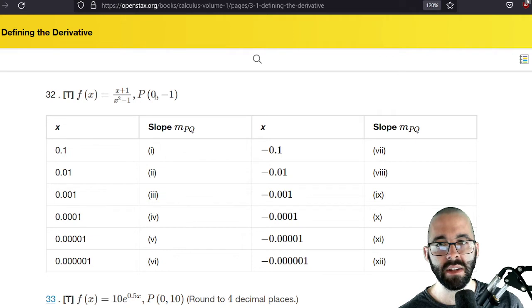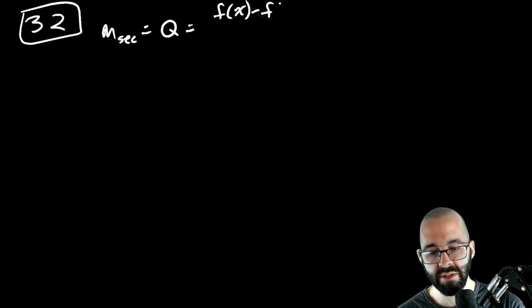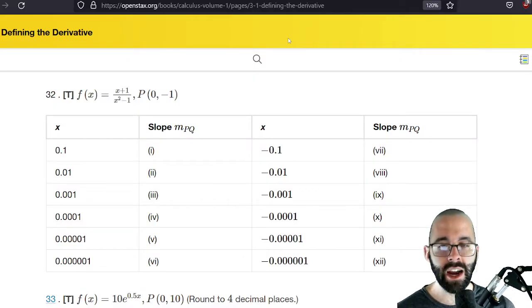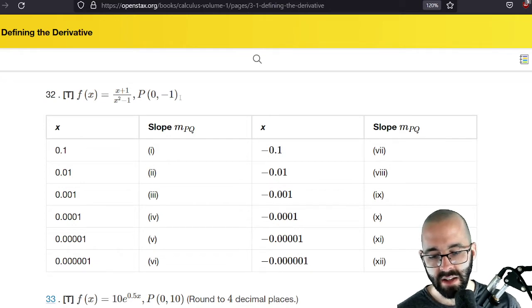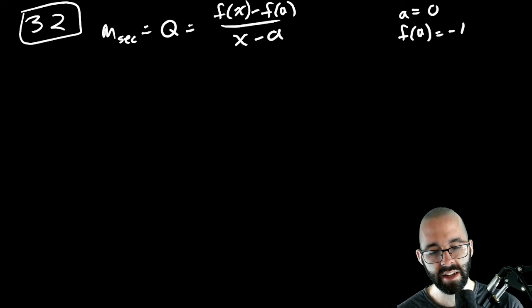We're looking at the point 0, -1. So let's remember the formula for the slope of a secant line. The slope of the secant line, sometimes we use the word q, is going to be f of x minus f of a all over x minus a, where a is the point that we care about. So a is 0, and the function value at 0 is -1. A is 0, f of a is -1.